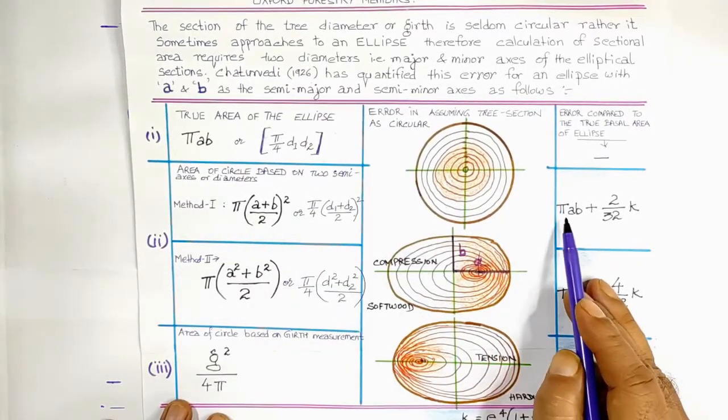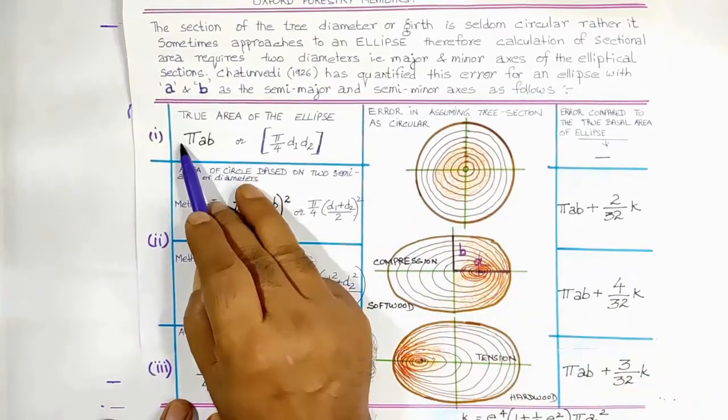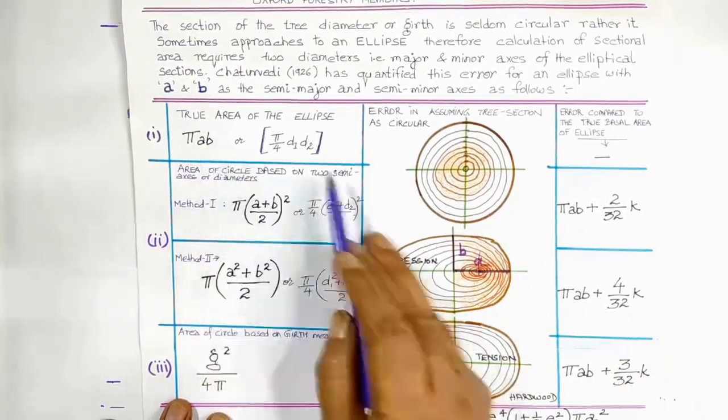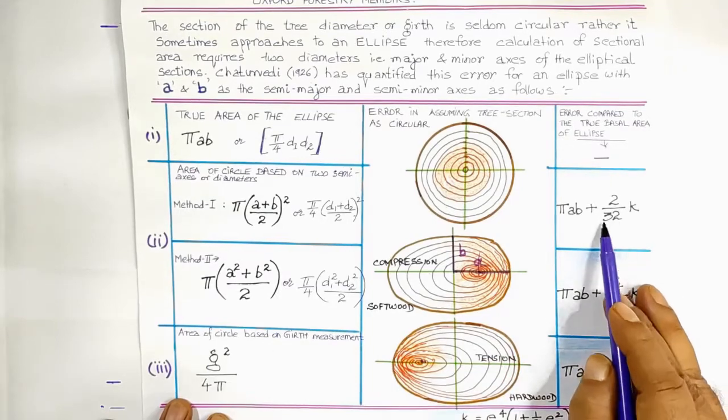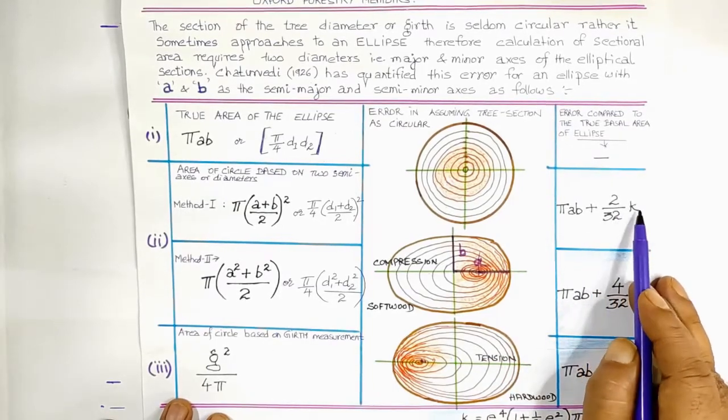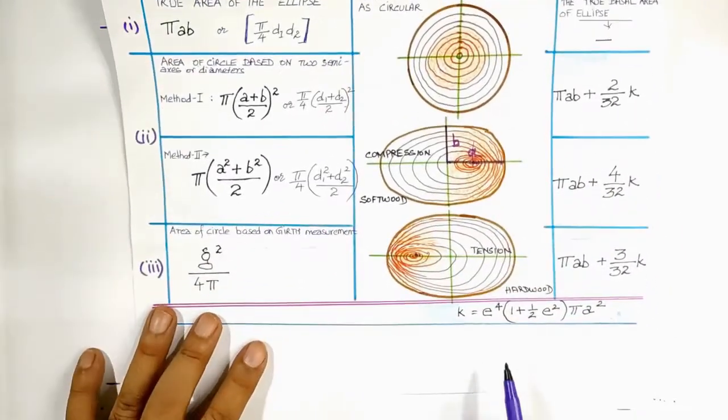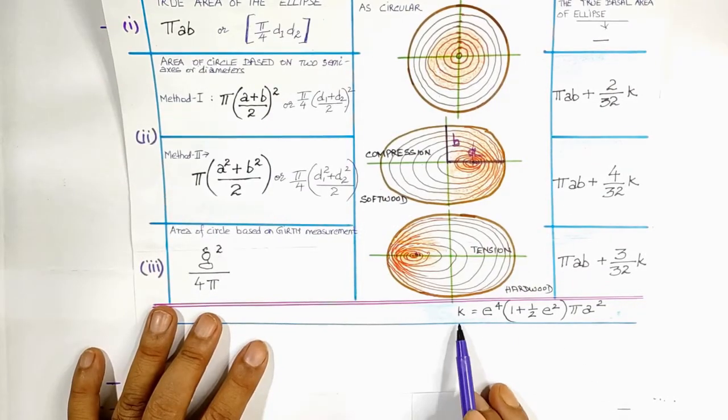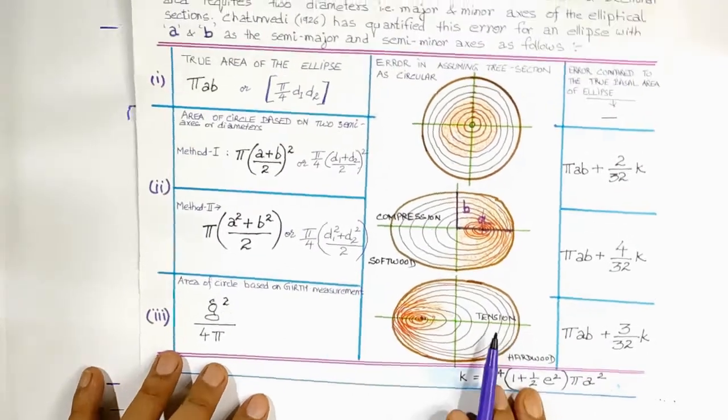So we'll take this error, how much error as compared to the true area. He says this much is the error, 2 by 32 into this constant. The constant he has calculated, as this formula is given by the eccentricity.